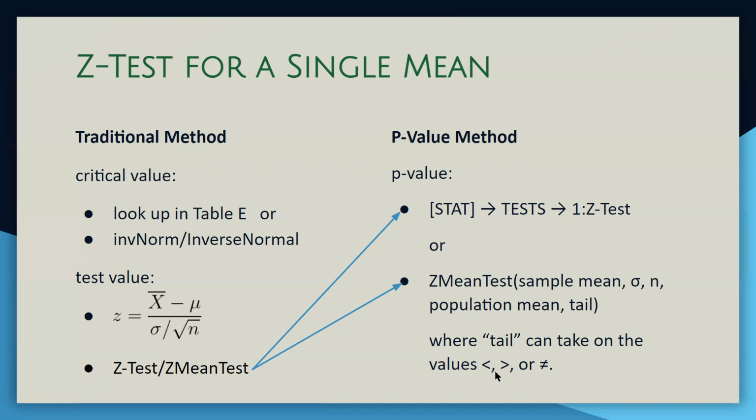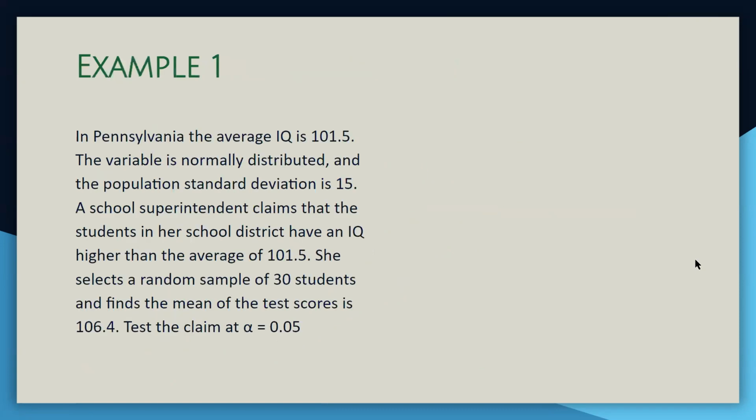What we're going to do is we're going to do 3 examples together. And I'm going to show you what this looks like with the traditional method by hand. And then I'm going to do traditional method and p-value method with a calculator so that you can see how all those different methods work together. So let's go ahead and start with our first example.